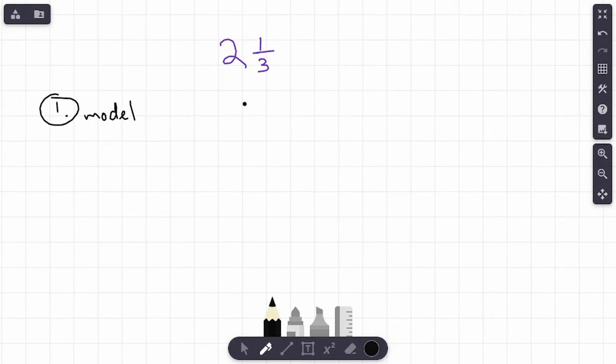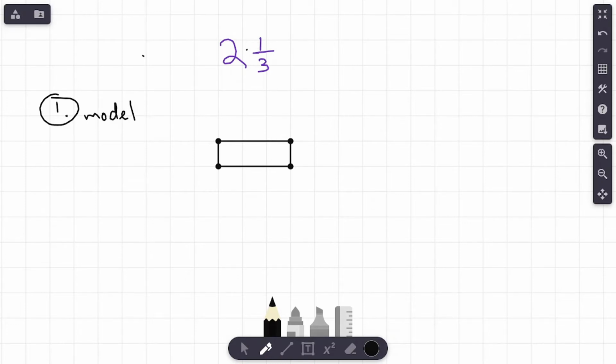And so what I want you to do is draw a model to show 2 1/3. Okay? So what I'm going to do is draw a model. And like I do so often, I'm going to draw a rectangle, and I'm going to break it into some sections. The way I know how to do this is I look at this fraction here. I've got 2 wholes and I've got 1/3.